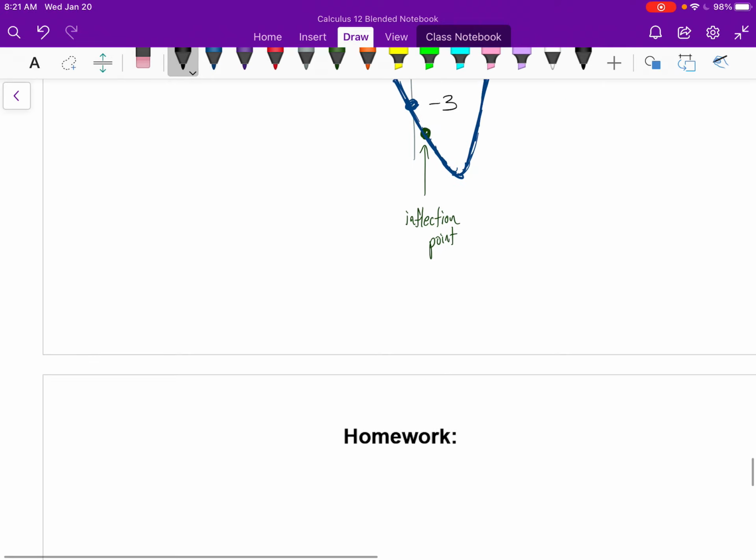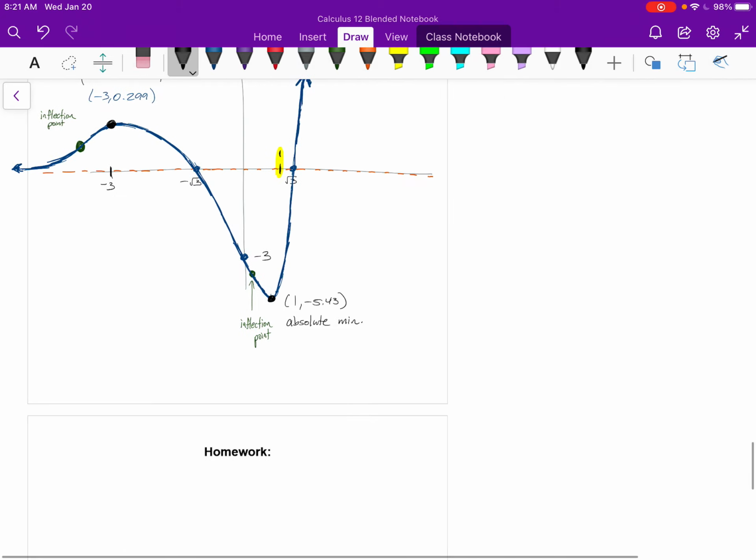But I now know that this point down here has an x-coordinate of 1. The y-coordinate I could figure out by putting 1 back into the original function, which gives about negative 5.43, which I don't really need, but it's not hard to do. I know that is not only a local min now, it's an absolute min. Just from looking at the graph, that's the absolute lowest point of the function.